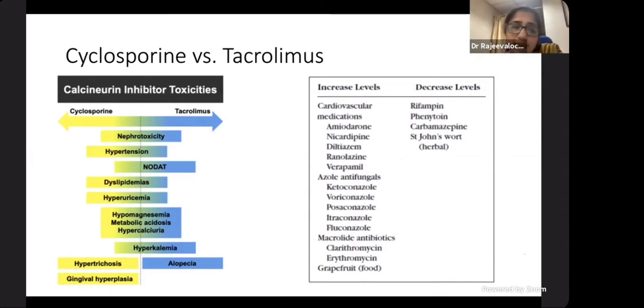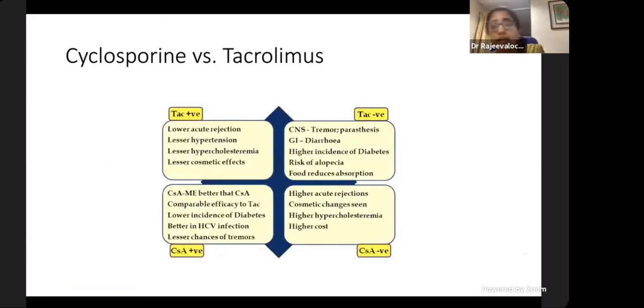Now, both of these get metabolized by the CYP450 3A4 system, and therefore anything which induces the system will decrease the levels, like rifampicin, phenytoin, St. John's wort, whereas things which inhibit the CYP3A4 system will increase the levels. It's a good idea to go through these tables pretty frequently so that we understand what's exactly going on.